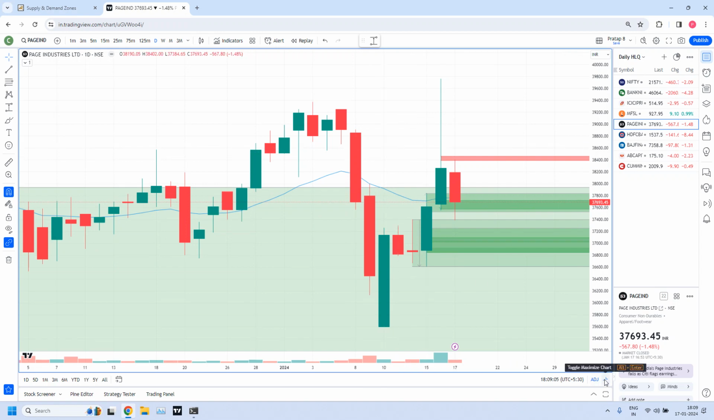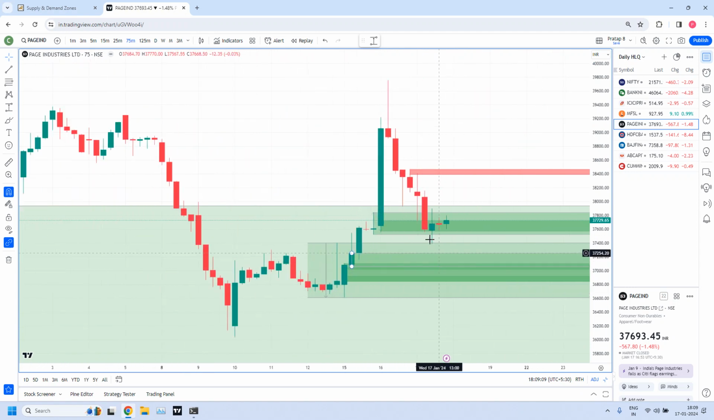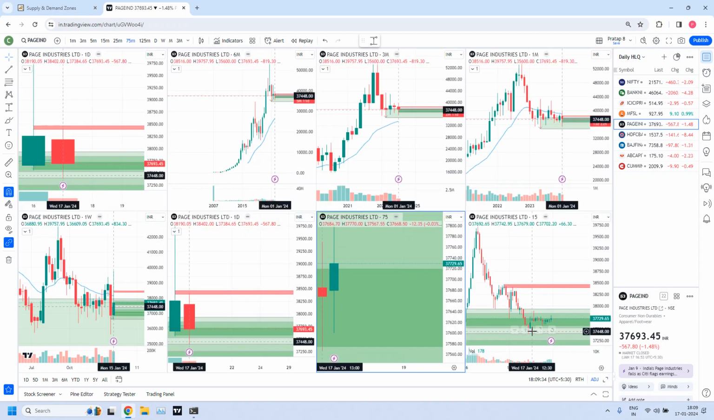That is what I did when I went to the 75 minutes time frame, I identified 2 75-minute zones. See here, rally, base, rally. It is a fresh zone. And next one again we have a rally, base candle, again a rally candle. Another 75-minute zone we identified. Rally, base, rally, and rally, base, rally. And then what I did, I fine-tuned both these 75-minute zones at 15 minutes level.